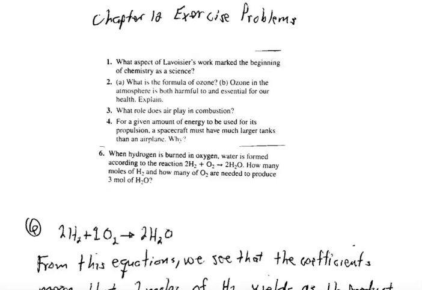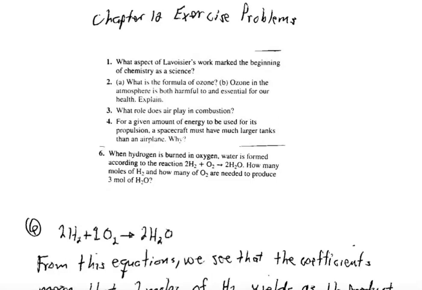Number one, what aspect of Lavoisier's work marked the beginning of chemistry as a science? Lavoisier was a strong advocate of making measurements, weighing the value, finding the masses of quantities that were being used in reactions. Therefore, in simple words, the aspect is the advocacy of making measurements.